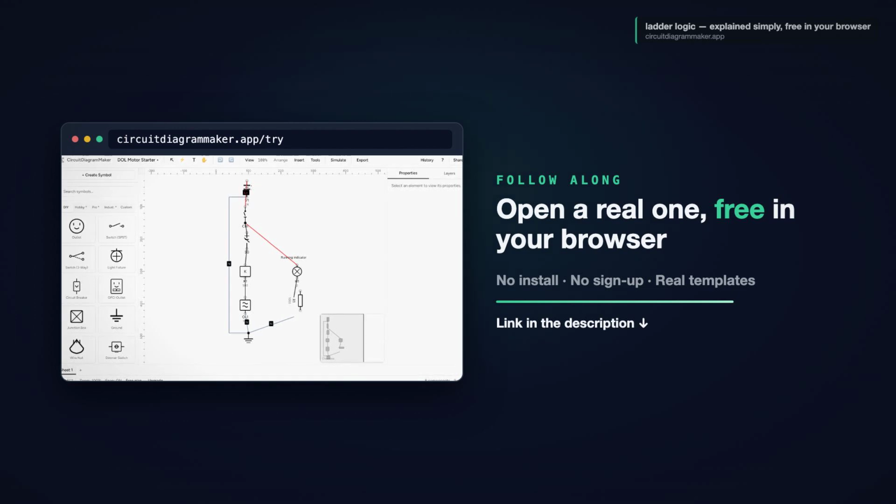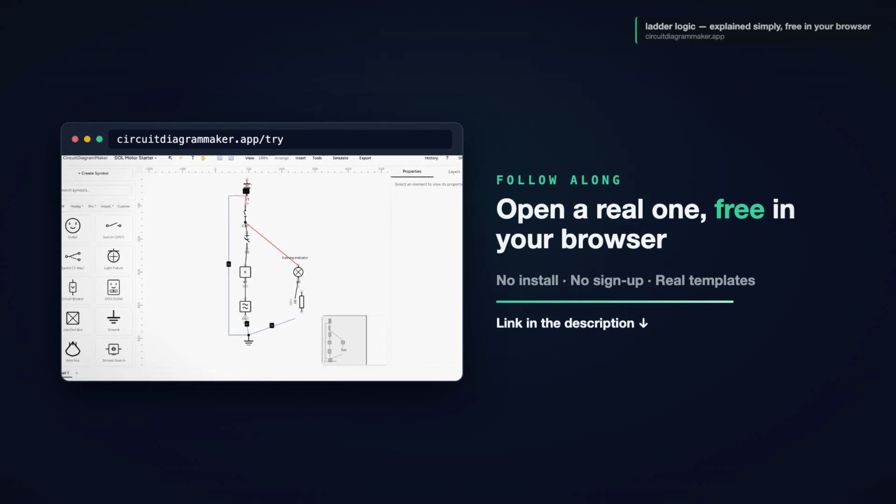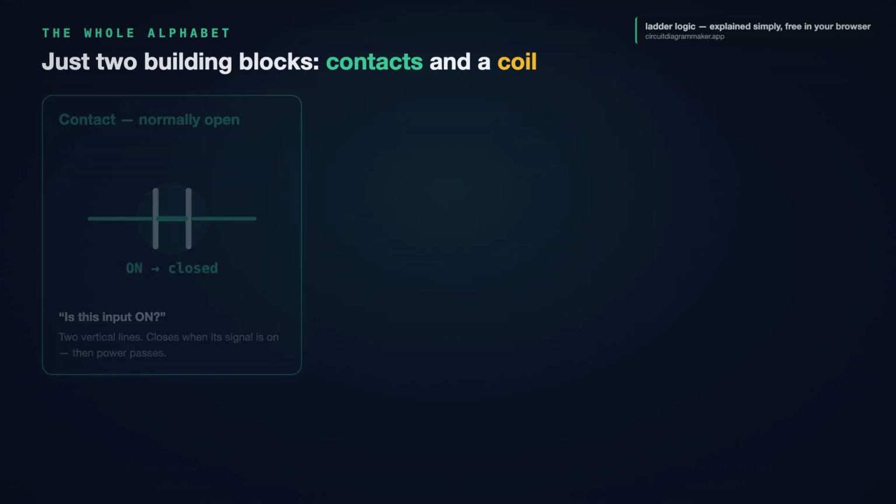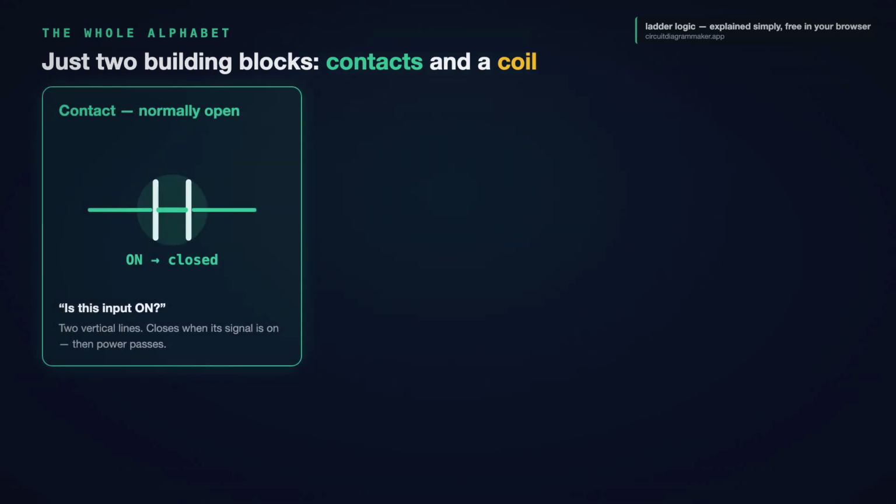So what fills a rung? Just two kinds of thing. Two building blocks, and you will see them everywhere. The first is the contact. Contacts are your conditions, your inputs. They're drawn as two small vertical lines, like this.